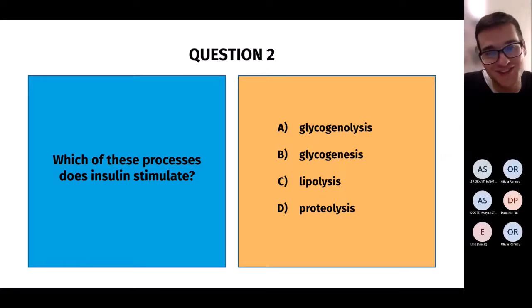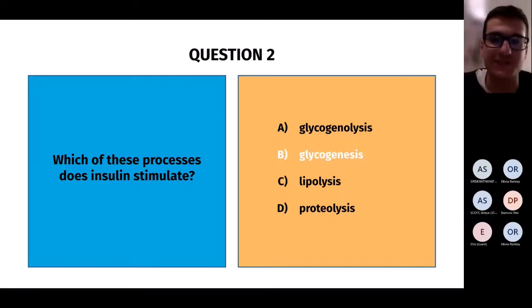Who's brave enough to jump in with this one? I'm going to go with maybe B. B, glycogenesis. And David's just arrived as well, which is perfect. You can jump in as well. Right. It is B, glycogenesis.